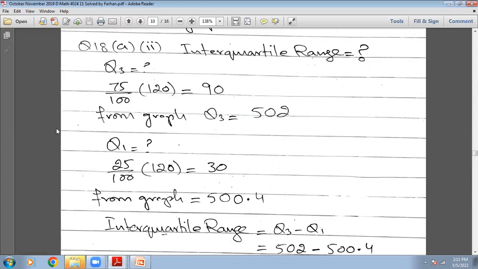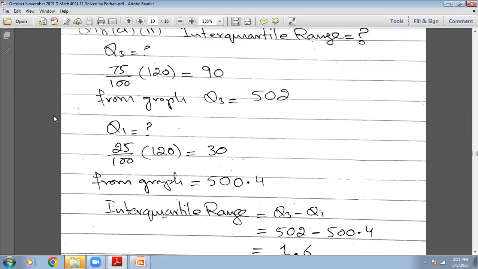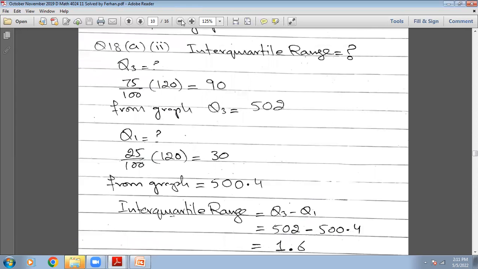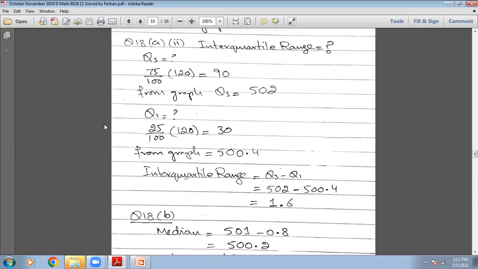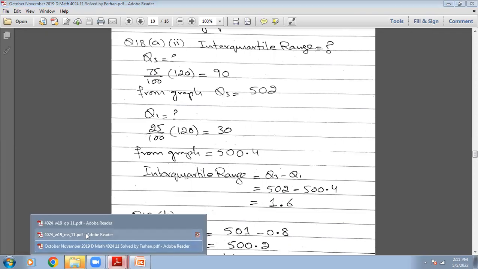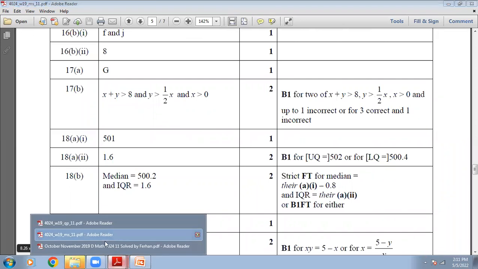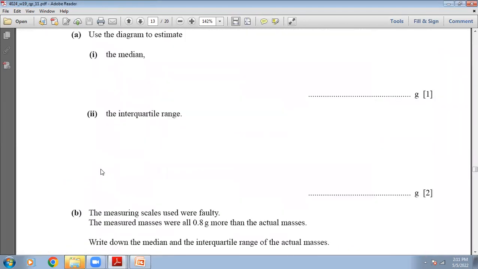Let me show you my work. You can see Q3 is 502 and Q1 is 500.4. So the interquartile range will be Q3 minus Q1, so it will be 502 minus 500.4, which is 1.6. So the interquartile range is 1.6. Let's check the answer. 1.6 is the interquartile range. Our answers are right. Okay, so we are going to the next question.